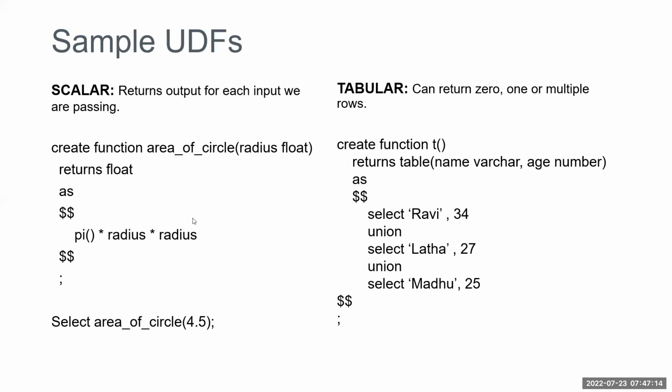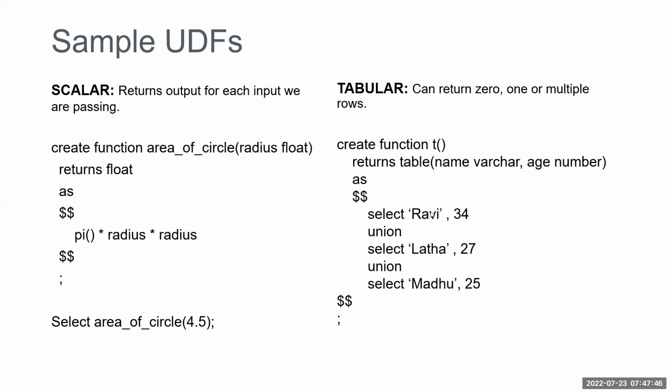Okay, so this is a scalar function. When it comes to the tabular functions, here I have given some examples also. Suppose I want to call this function somewhere in my SQL statement, I can write it like this: select area of circle, and I have to pass the radius as a parameter. Whenever I execute this statement, it will return the area of the circle with radius 4.5. So this is about scalar functions.